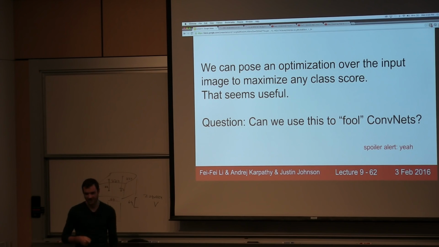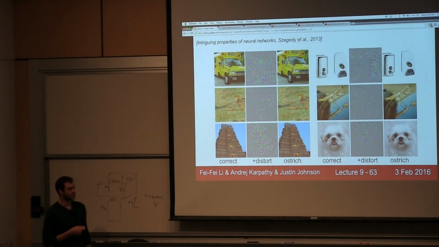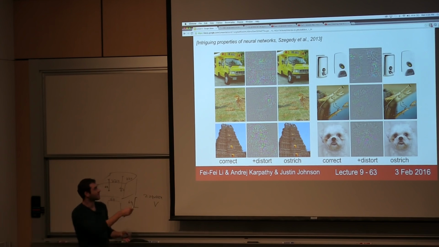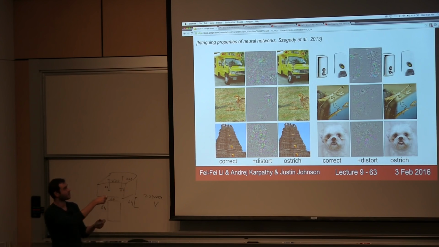Spoiler alert, we can, and I mean it in the following way. What we'll do, and these are experiments from 2013 by Christian Szegedy et al., is they took an image, say of a school bus, and everything is differentiable. So we can ask for the gradient on that image for the ostrich class. We forward the image, set all the gradients to be 0 except for ostrich where we set 1, and then we do a backward pass. We get a gradient of what to change in the image to make it more ostrich-like.